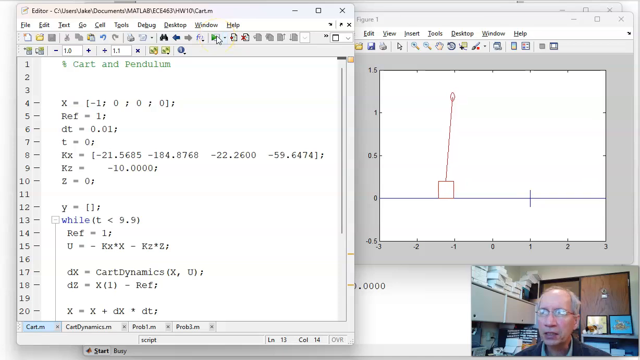The real acid test is when you try it on the actual nonlinear system. So here's my simulation of the cart and pendulum system from earlier homework sets. Here's my feedback gains, KX and KZ, found using LQR methods. Seems pretty reasonable. It's working about the way I expect. So really, this is just another way to find your feedback gains, similar to pole placement, just a different technique.